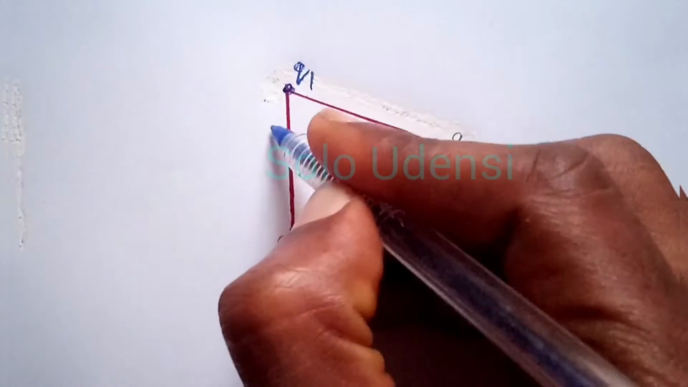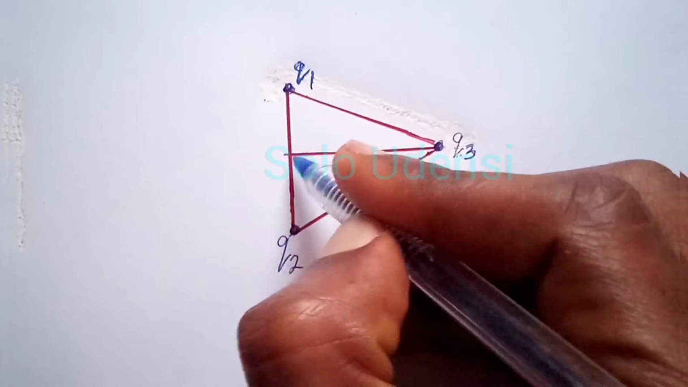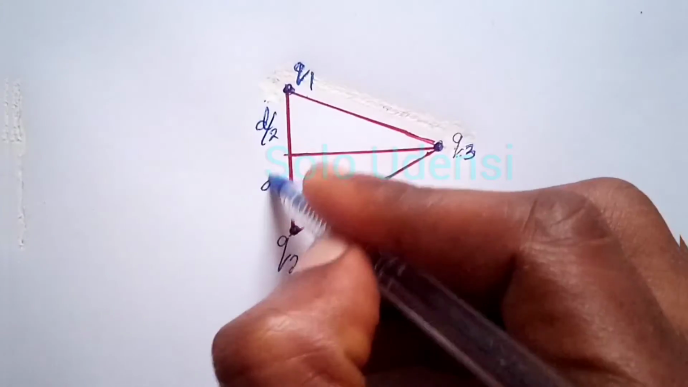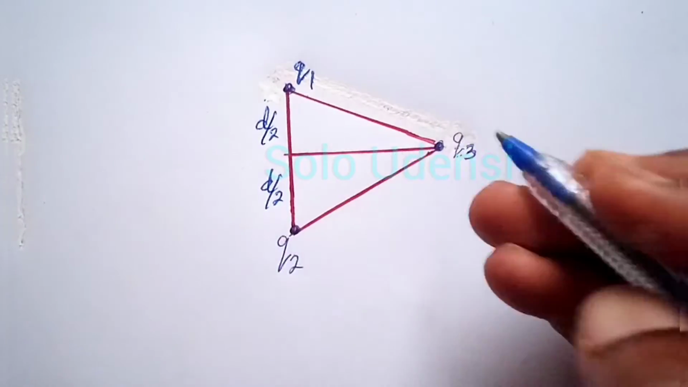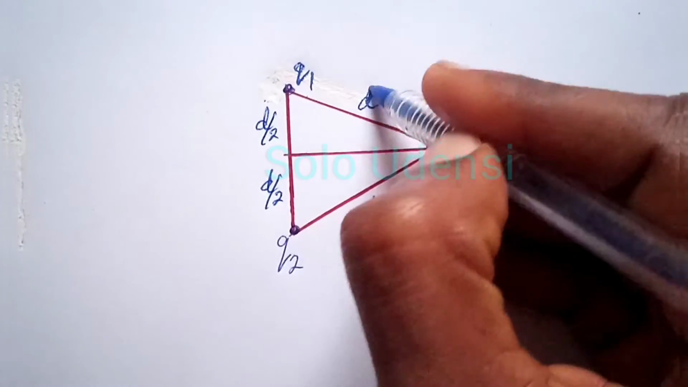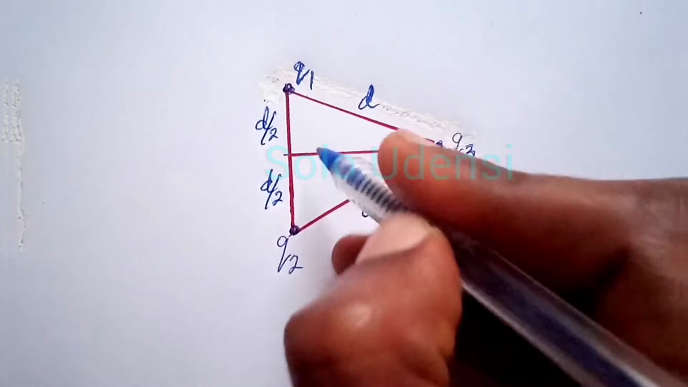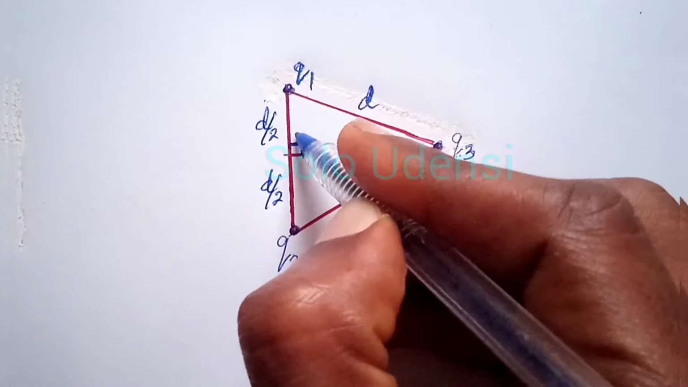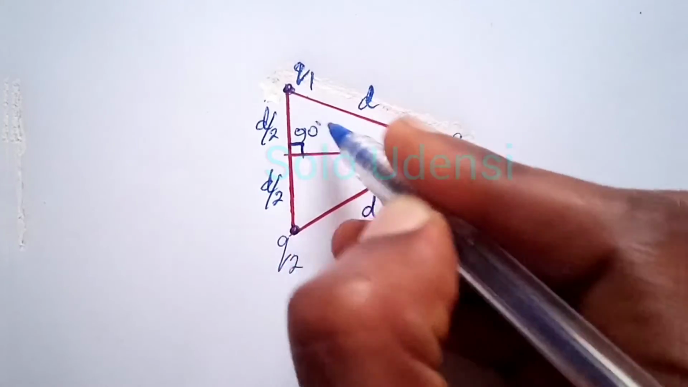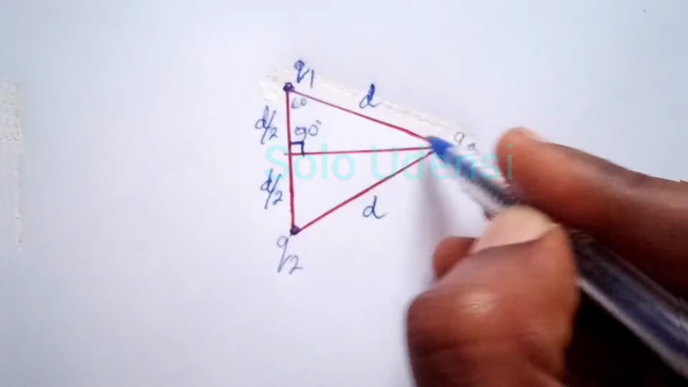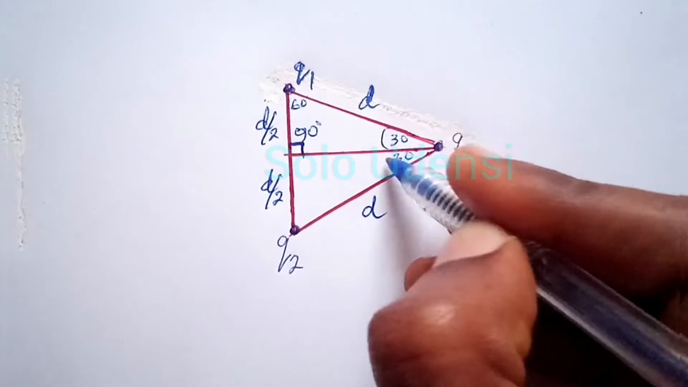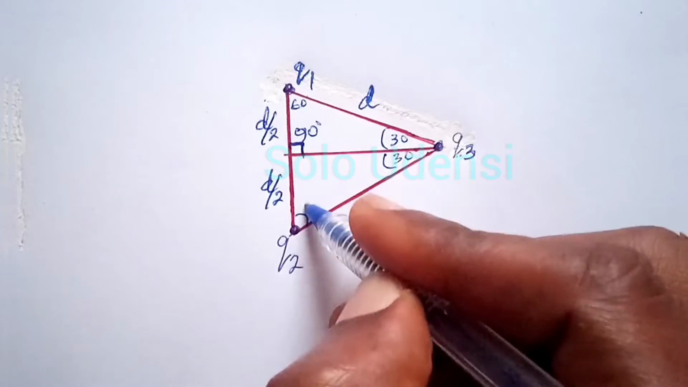So from here to here is d. If we divide this by 2, we have d over 2, d over 2. This is d, this is d, so it's basically an equilateral triangle. So this angle, 90 degrees with this perpendicular bisector, here will be 60 degrees, here will be 30 degrees, and 60 degrees.